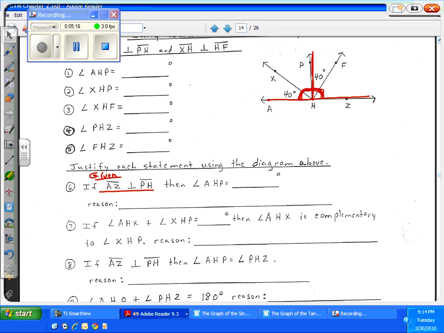Or I could say that this angle is equal to this angle. Reason, definition of perpendicular. So I can say if those are perpendicular, then angle AHP is 90 degrees. Reason, definition of perpendicular. I say definition of because there's the word and there's the what you get out of it. Any questions on that?